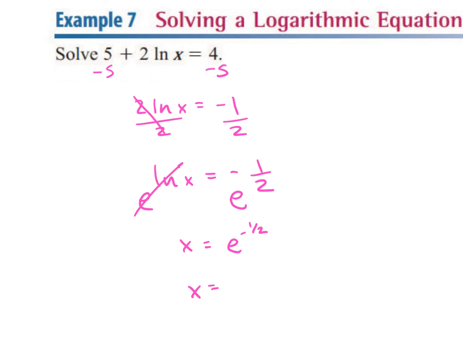What do you get? 0.6. Technically, this would be e to the power of negative 1/2, or as the denominator, it would be 1 over e to the power of 1/2, which also is 1 over the square root of e. But these are just the same thing, they just look different. But you're putting it in the calculator, so you don't really need to make it look different.